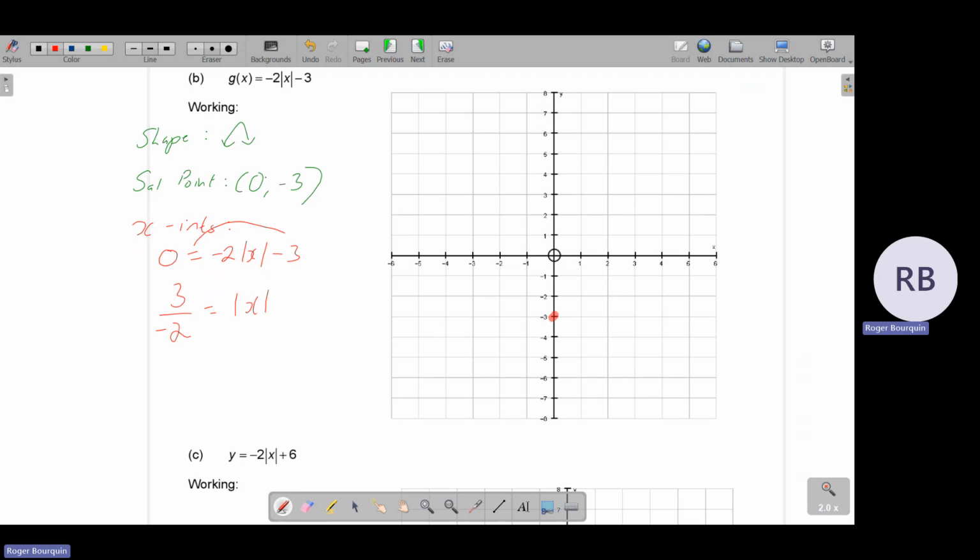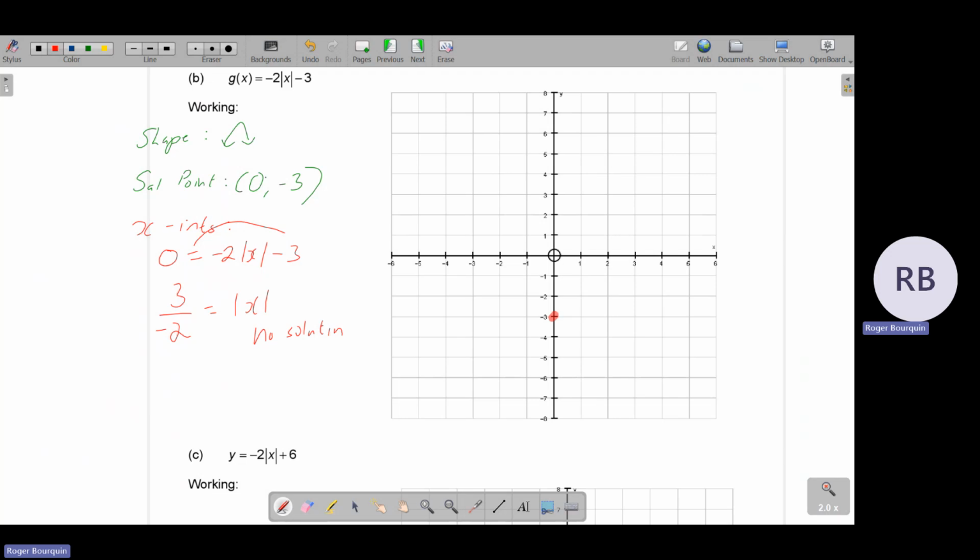Can the absolute value of something be negative? No. So if you forgot to check, that's fine. All that means is there's no solution to that, and if there's no solution, it means there are no x-intercepts. But you don't have to show that if you just recognize that it turns here and it's negative, so it's not going to ever cut the x-axis.